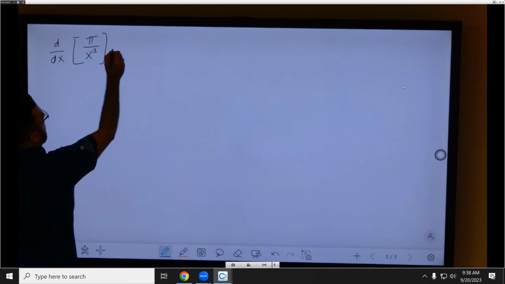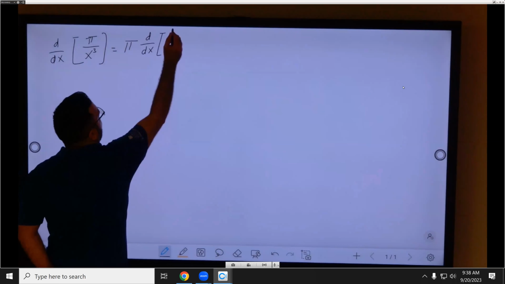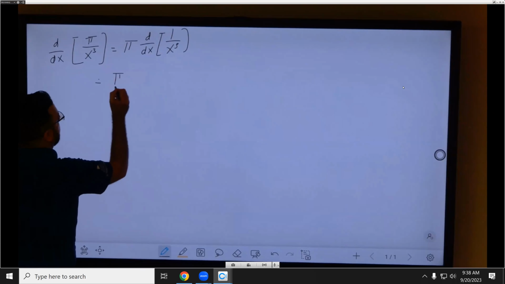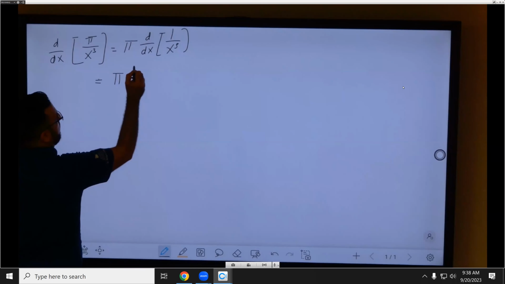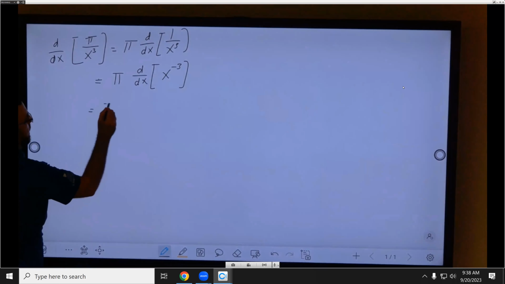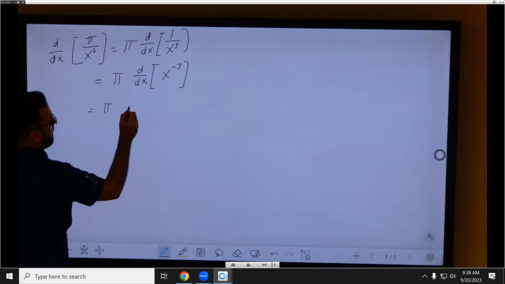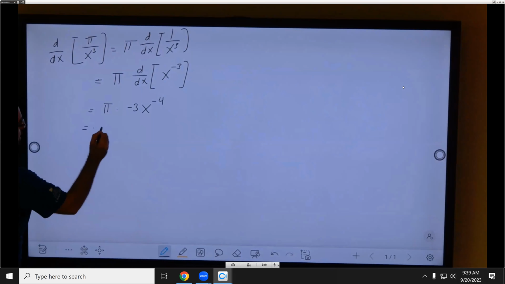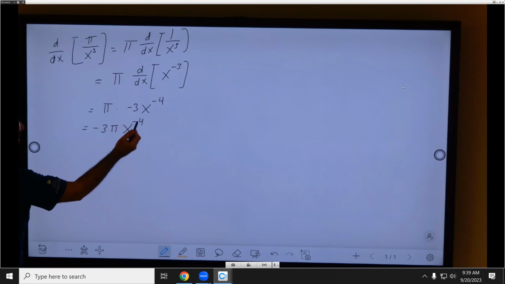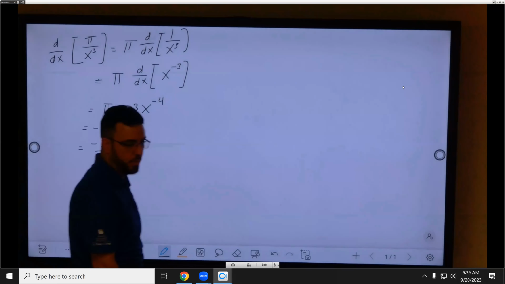So that means you're gonna take the pi out. It's pi times the derivative of 1 over x cubed, which is equal, here's pi, the derivative of x to the negative 3. Here's pi. What's the derivative of this part? -3x to the -4. You can just type it like this, -3 pi x to the -4, or you're gonna bring the exponent down using the exponent rule. So it's gonna be -3 pi over x to the power 4. Is that hard?